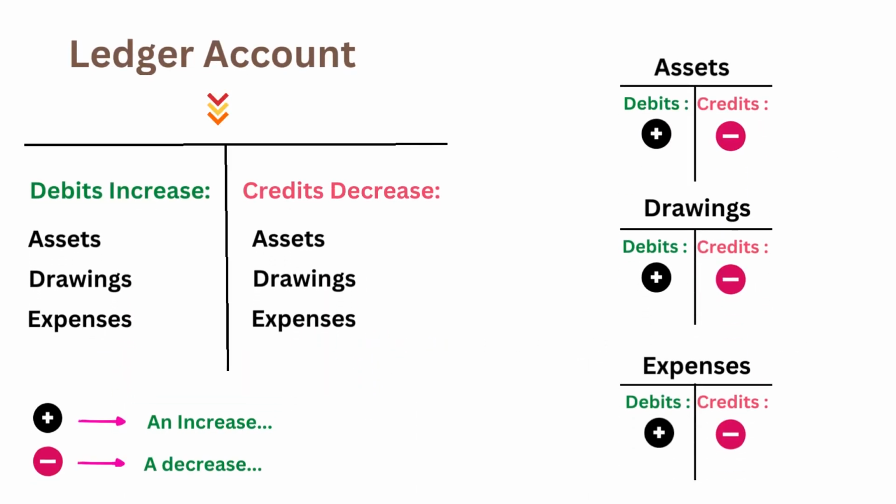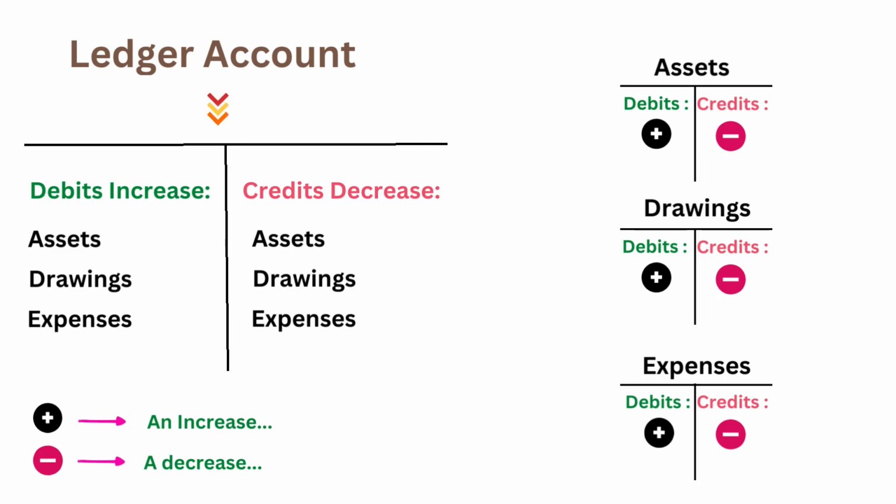The ledger account is probably familiar to most of you, but let's see the meaning of the ledger account. The ledger account records the transactions of a business and it has two sides. It is like the letter T. The left-hand side is known as the debit side and the right-hand side is known as the credit side.